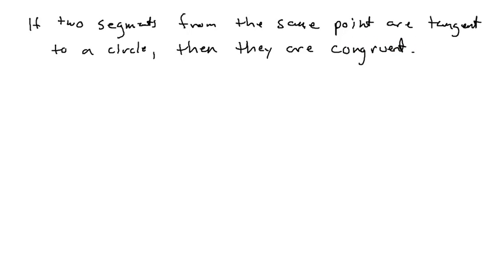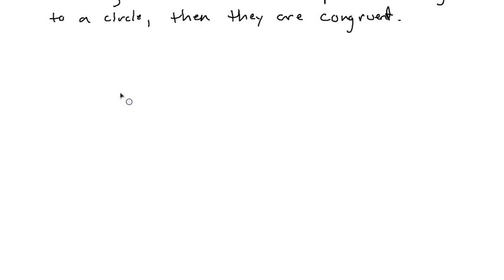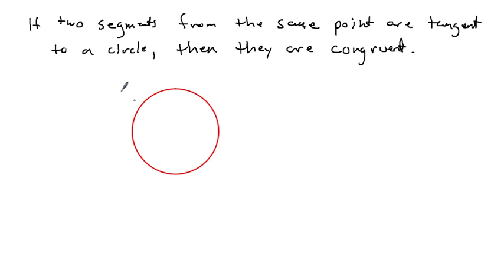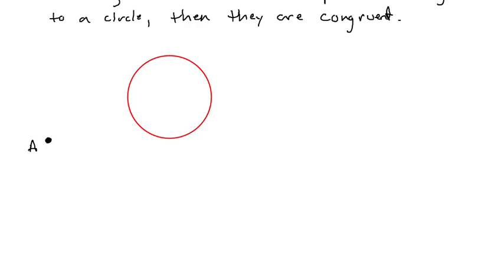Okay, so quick picture, and we're done. So circle. So if two segments from the same point, so here's a point, so it'll be point A, are tangent to a circle. So now we need two segments from that point that are tangent to that circle. So there's one, and here is the other one.